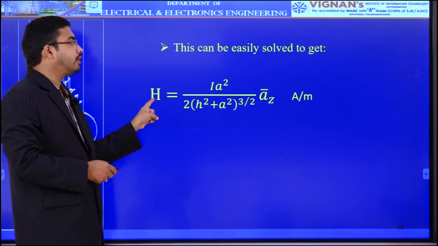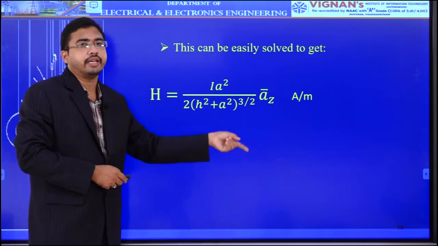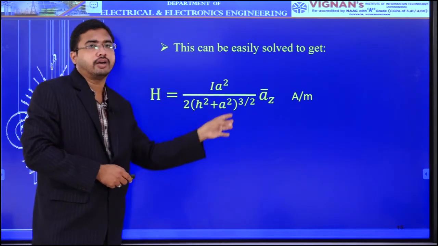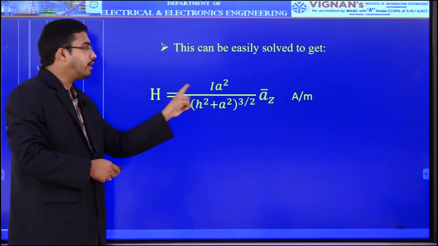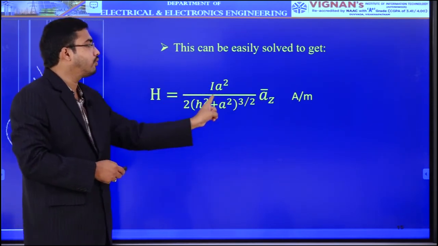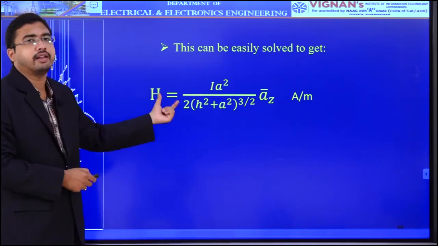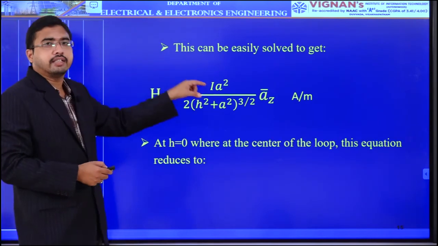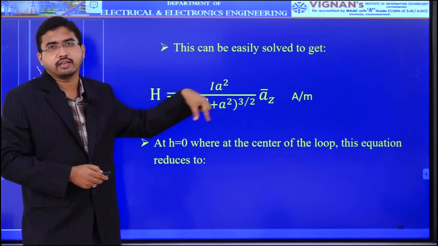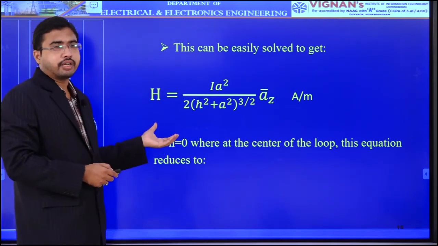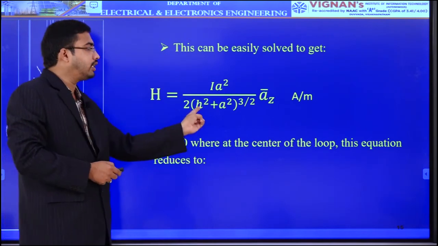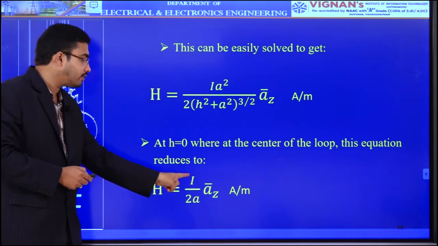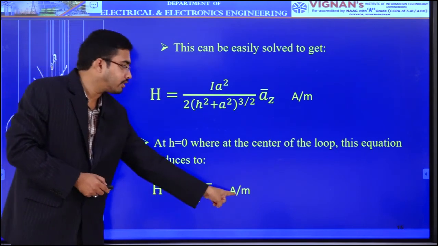So, this is the formula for magnetic field intensity H due to a circular current carrying loop of radius a, considering the point on the z axis: I a square az bar by 2 into h square plus a square whole power 3 by 2. This is the final expression for H due to a circular current carrying loop. Suppose I take the same point at the center of that circular loop, that is the origin, then the height h becomes 0. If you substitute h equal to 0 here, then exactly at the center of the circular loop, your H formula is I az by 2a amperes per meter.